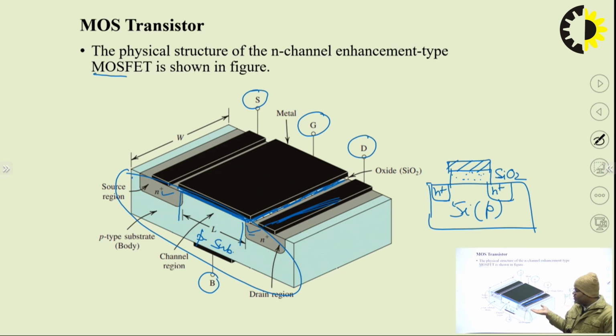So here I am using the whole terminology. I am taking an enhancement type MOSFET as my example. Depletion type MOSFET can also be explained with the help of these structures.